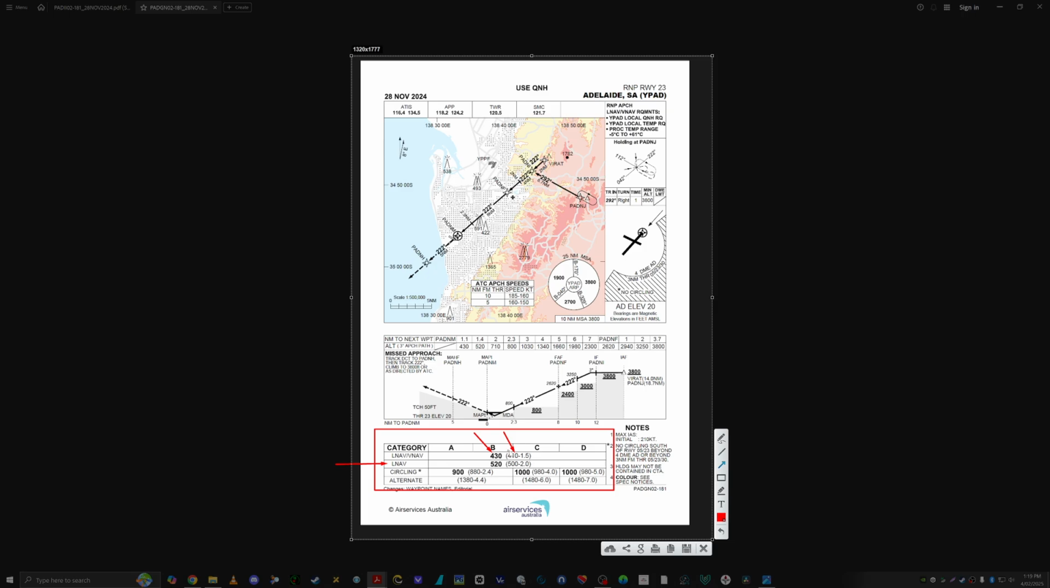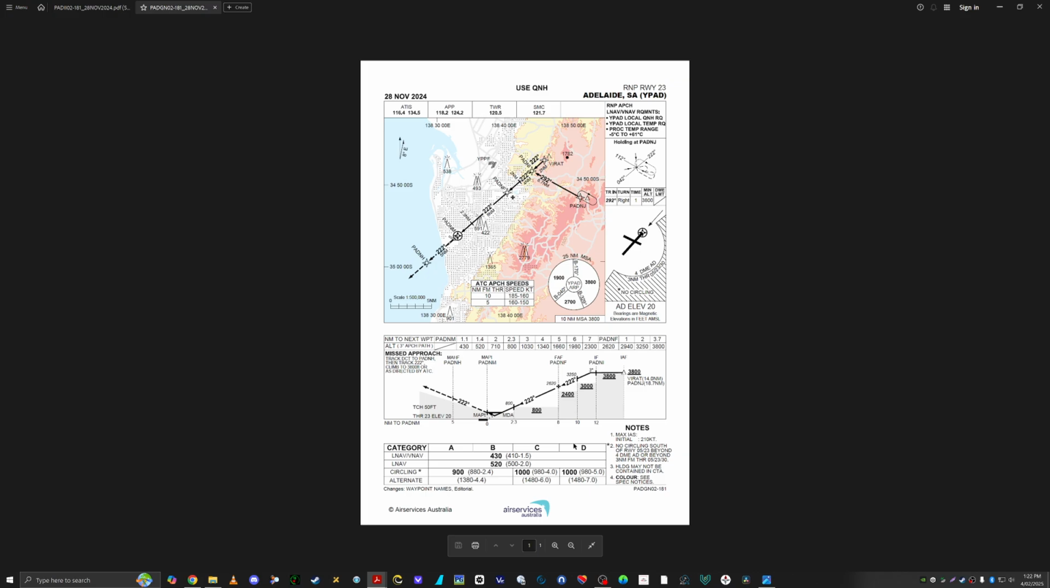So you can see that the only difference between the ILS and this is that you've got higher minimas, but otherwise it's more or less the same sort of information. But the critical part, of course, is that your minimums are a lot higher. I think that's really it. I don't think there's much else to talk about.